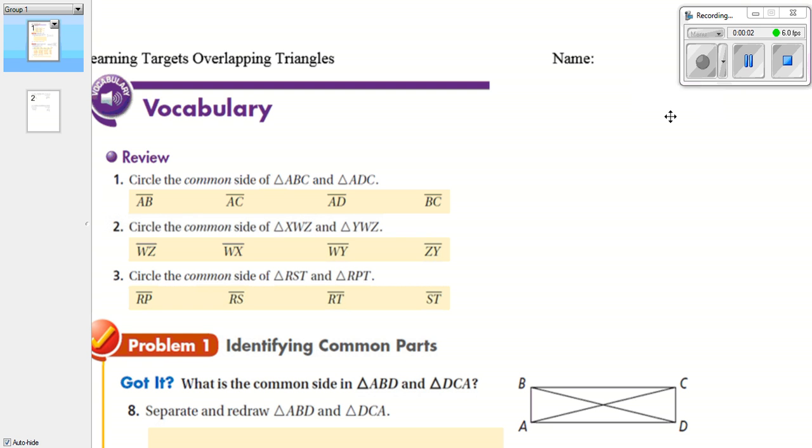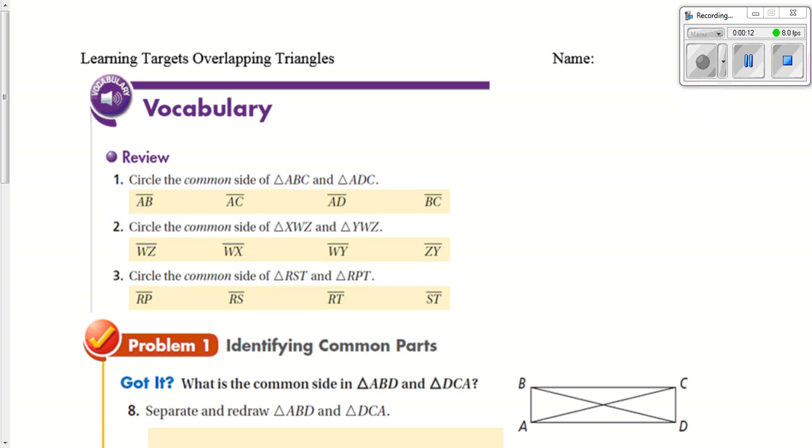Today we're going to be working on overlapping triangles, meaning taking a look at triangles that line up on top of each other and looking at how we can separate them to help us answer the questions. All right, so let's do a little bit of review first.